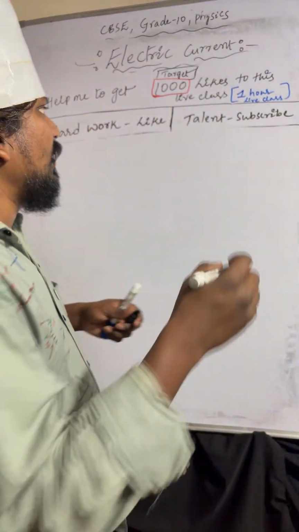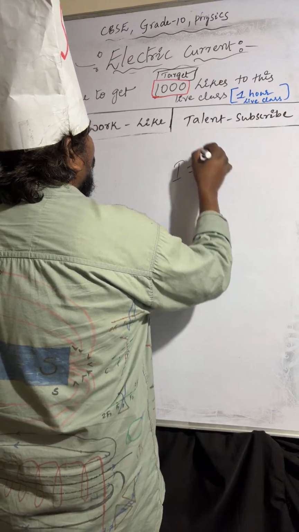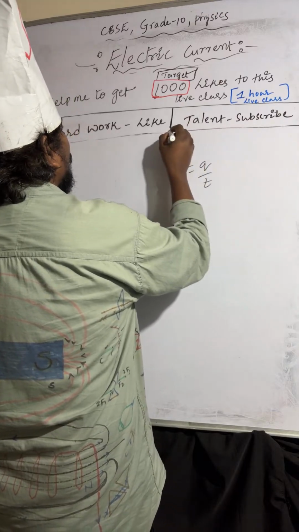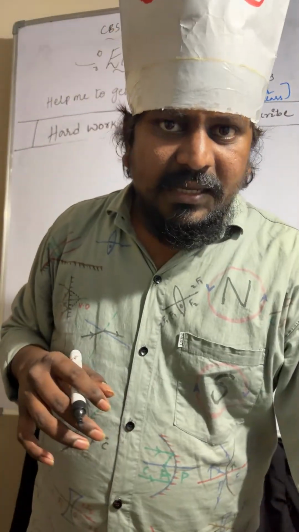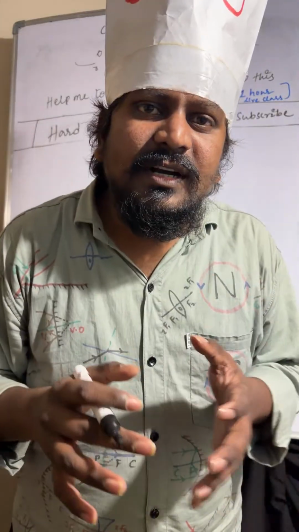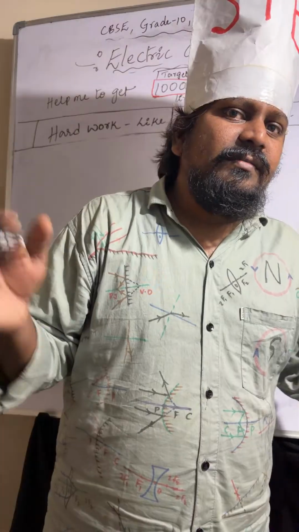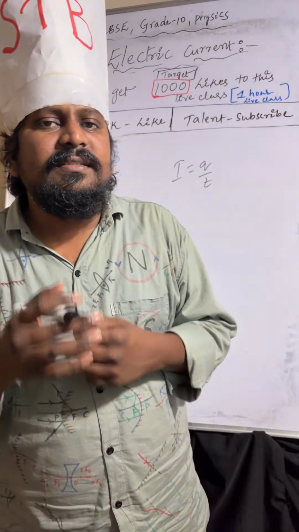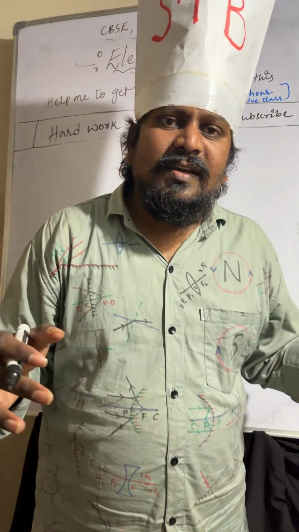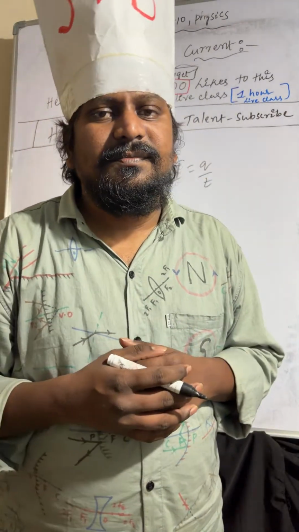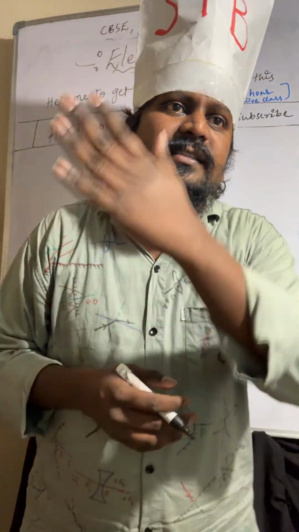That is I equal to Q by T. So here I equal to Q by T. SI unit of current is ampere. SI unit of charge is coulomb. And SI unit of time is second. Okay. So SI unit of current is ampere.